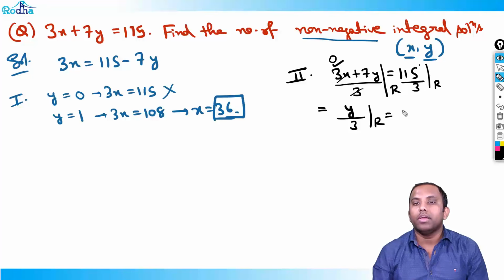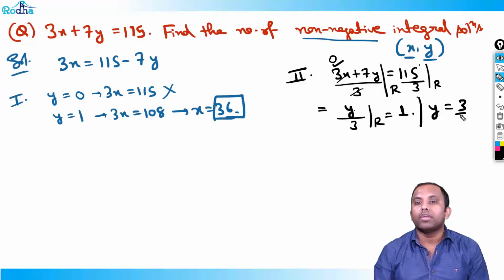What is 7 by 3? Remainder is 1. So at least y by 3 I need remainder of 1. What should be the value of y? Obviously y should be 4 only, because at y equal to 4 we'll get the remainder as 1. So same thing, right? If you put y equal to 4 here, it is the second value.